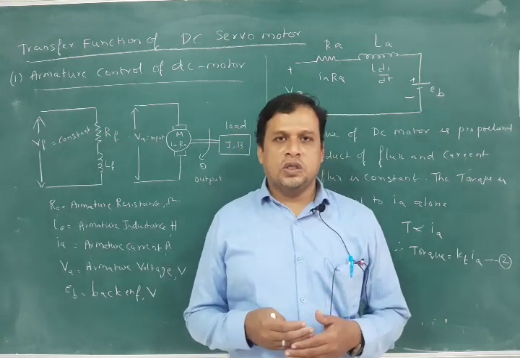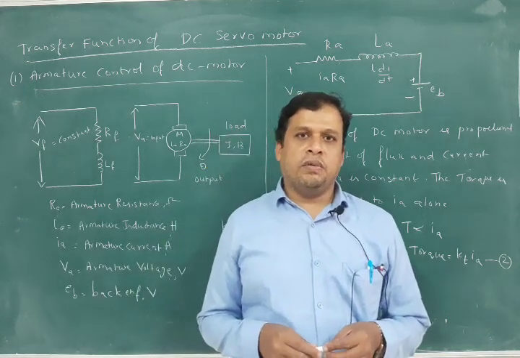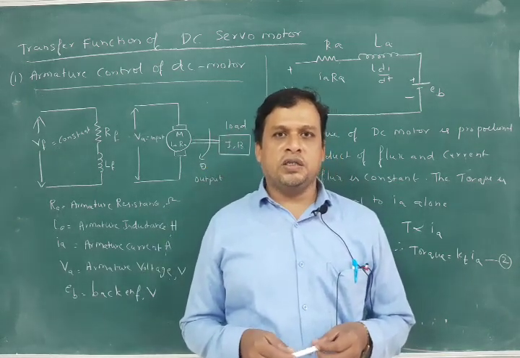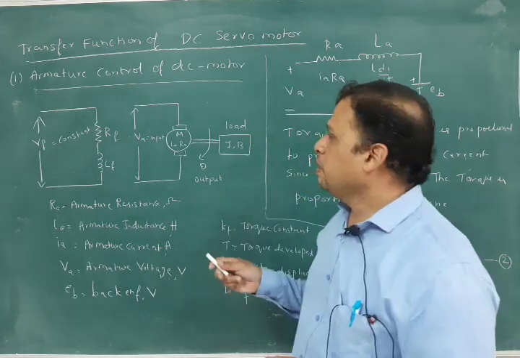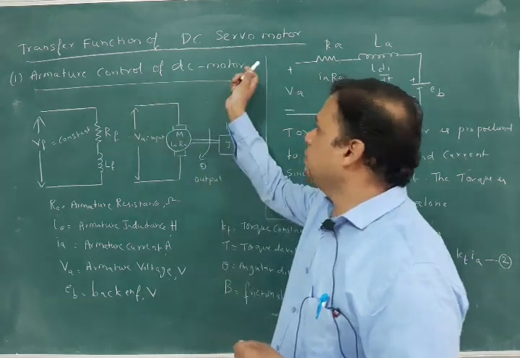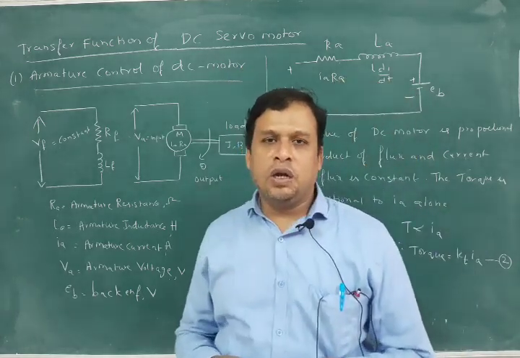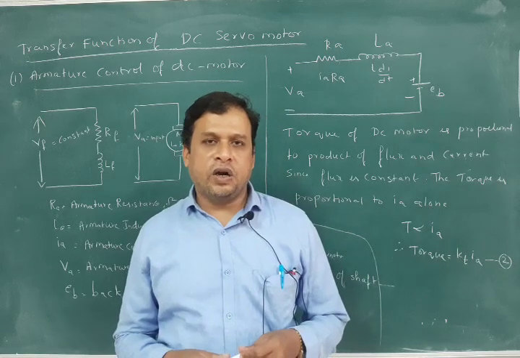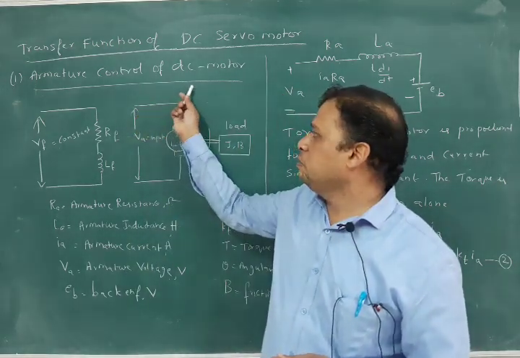So, a DC motor working on the servo mechanism principle is called a DC servo motor. Okay. We will see the transfer function of a DC servo motor. It has two types of speed control, the armature control method and the field control method. We will see here the armature control method of a DC motor.